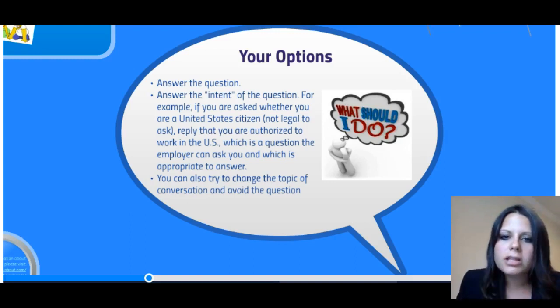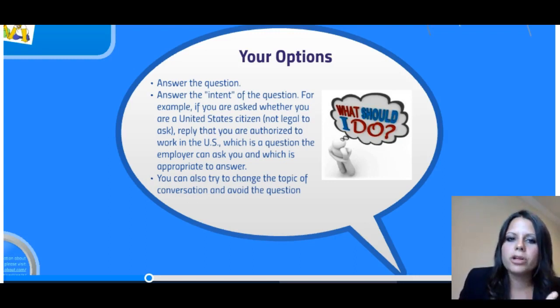You could also try to answer the intent of the question. For example, they're not supposed to ask about your place of origin. So if you're asked whether you're a United States citizen, which they should not be asking you, you can simply reply that you're authorized to work in the United States.